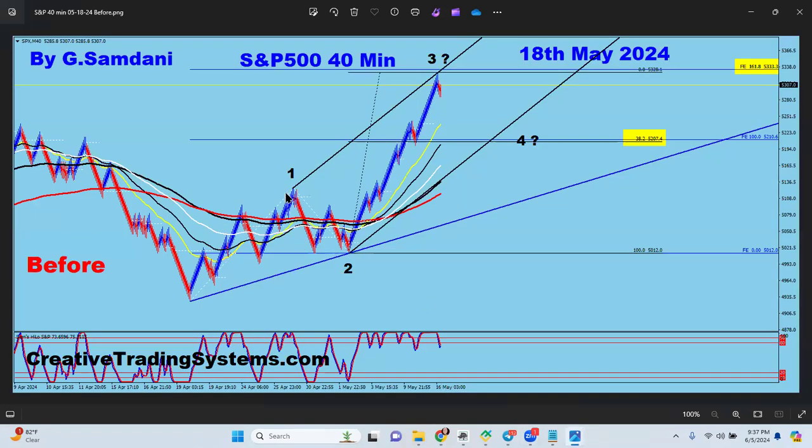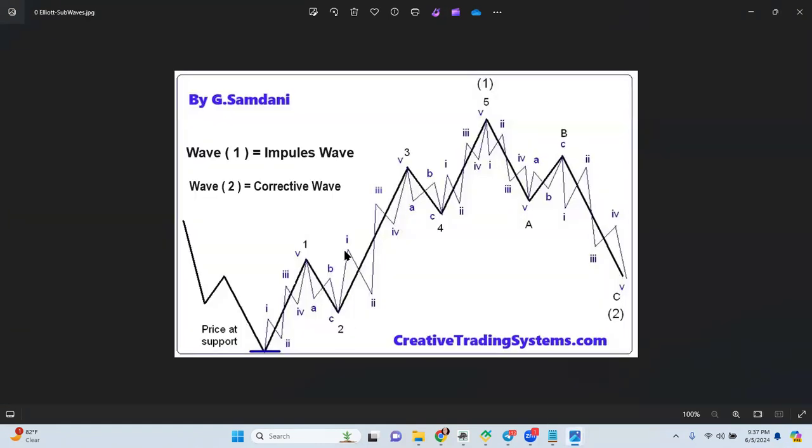This is what happened, right? So I had wave 1, 2, and then this is wave 3, around 161%. And then we had a couple of red candles. So I said, okay, now probably it's going to drop for wave 4 and then go back up for wave 5.